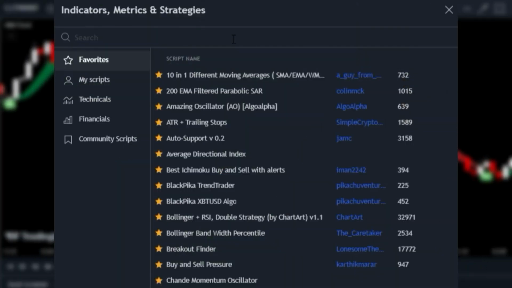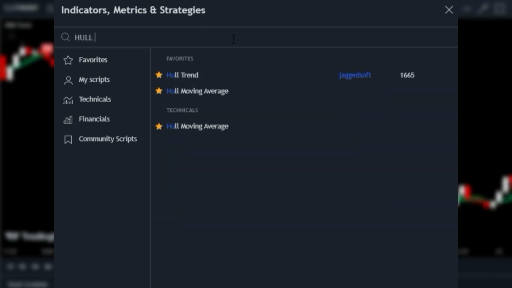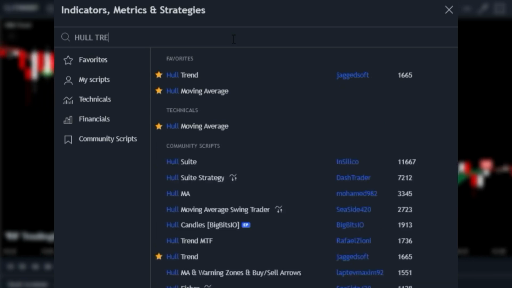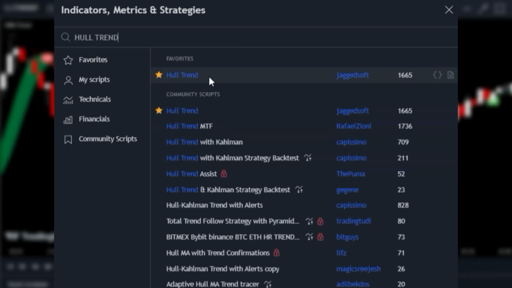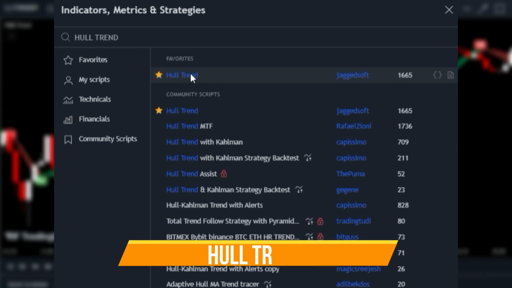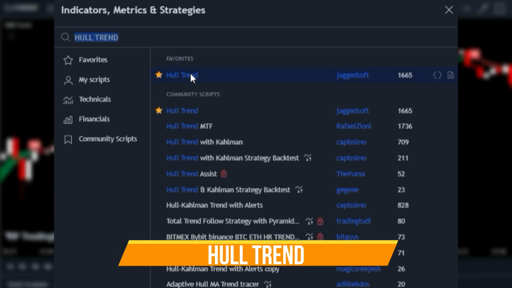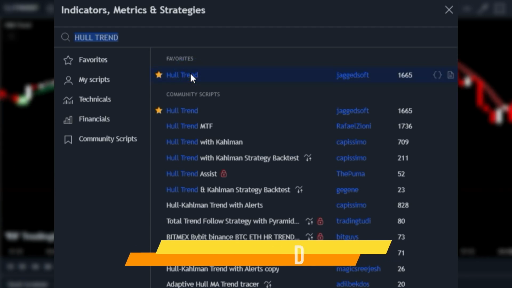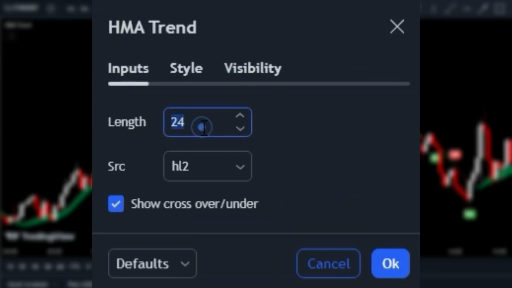Alright, let's get back to the strategy. Firstly, we'll add the Whole Trend indicator to our chart. This will be our signal generator for the strategy. Once we've added it, we'll adjust its settings together.